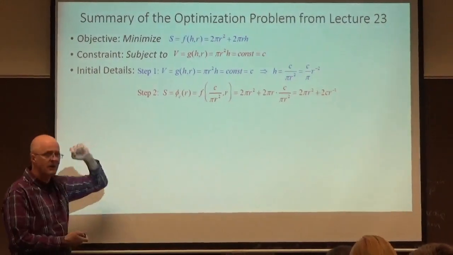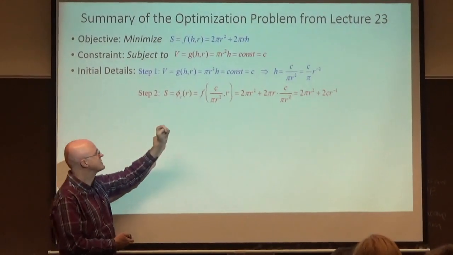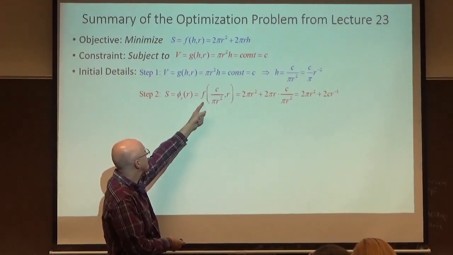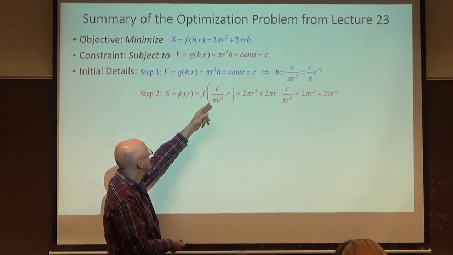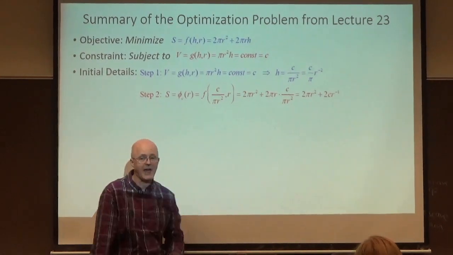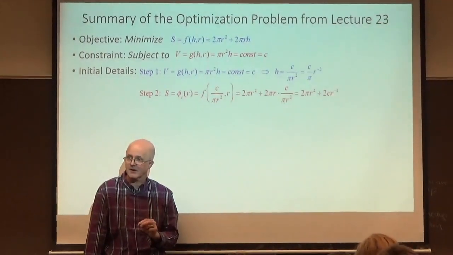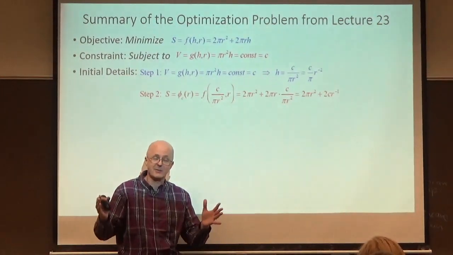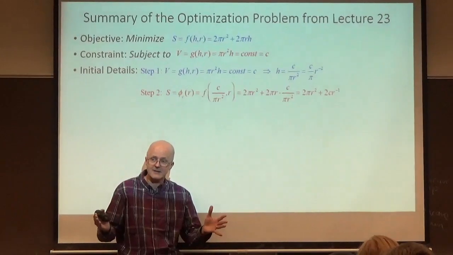Then, step two is a little harder. You've got to plug that constraint fact into the original function, f, that I'm trying to minimize, in place of the h, so that you can get just a function of r. So that we can avoid multivariable calculus. I mean, I love multivariable calculus, but it's nice if you can avoid it.